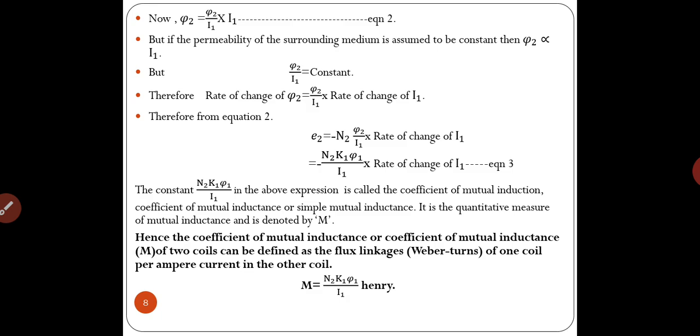Hence the coefficient of mutual induction or coefficient of mutual inductance M of two coils can be defined as the flux linkages in Weber turns of one coil per ampere current in the other coil. So, how much flux is linking the secondary coil in Weber turns per ampere current in the other coil, meaning for every ampere of current change in the coil, how much flux is produced in the secondary coil, that is called the mutual inductance of the two coils. It is given in Henry. The unit of mutual inductance is Henry because N2 K1 phi 1 by I1 has the unit Henry.